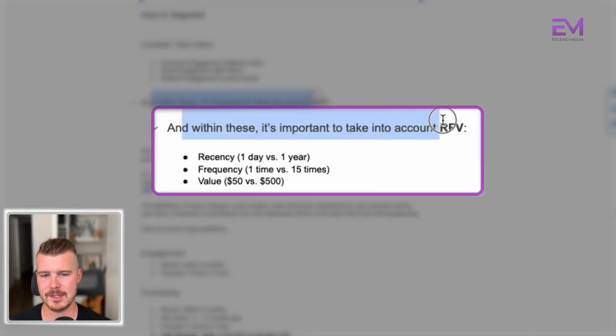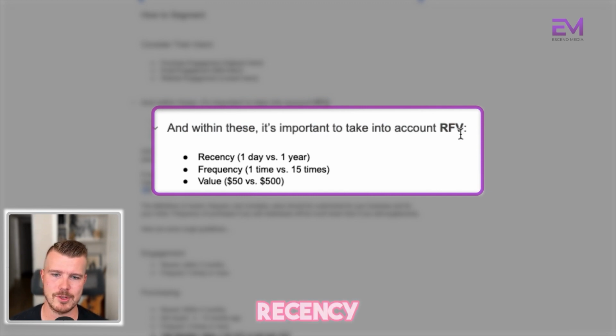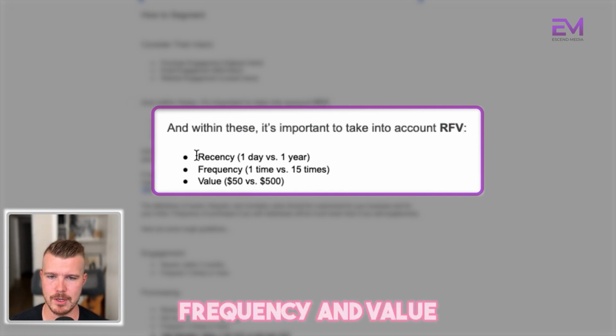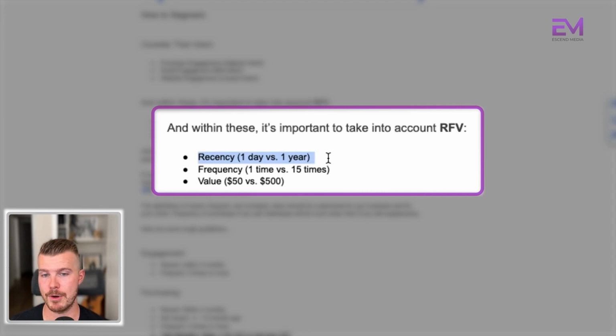Now within these, what we also do is take into account RFV. RFV is recency, frequency, and value. So recency would be like, hey, has someone purchased in the last day or in the last year? Frequency would be, hey, has someone purchased once or 17 times? Value would be, has someone spent $50 or $500, right?